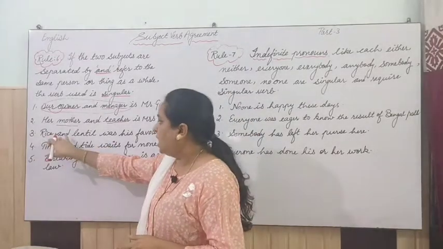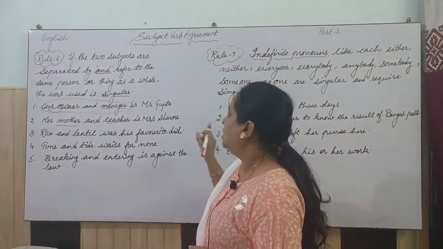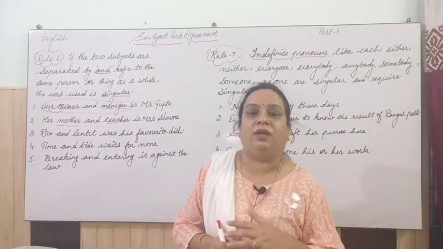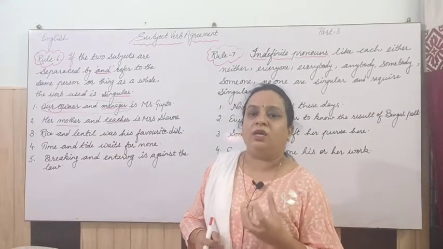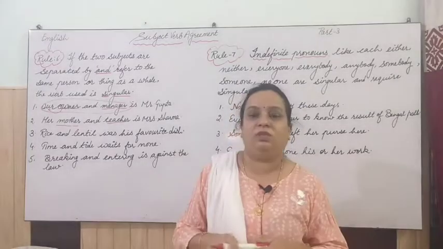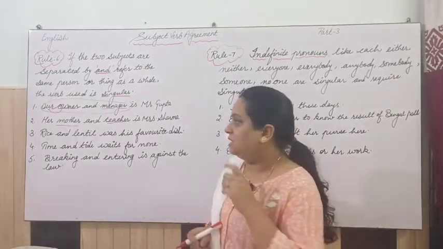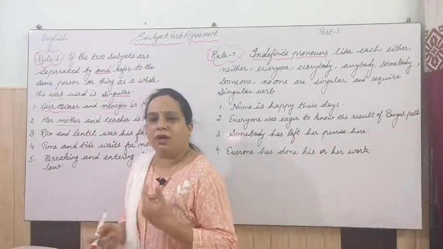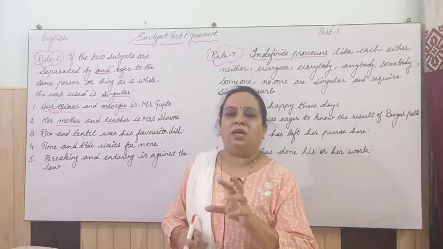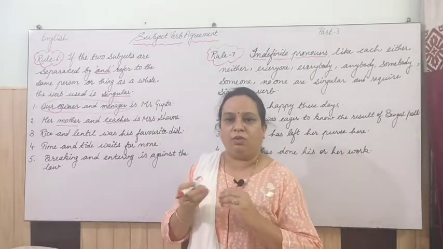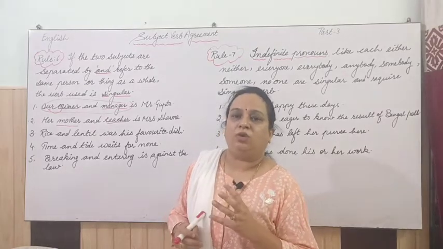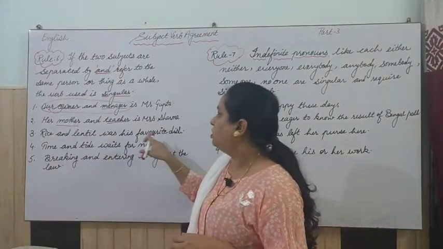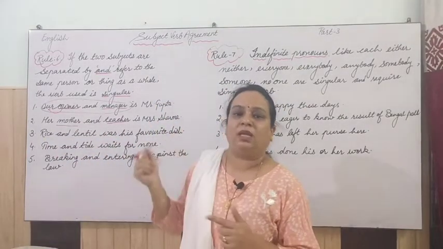Next, rice and lentil was his favorite dish. Rice and lentil is something like curry and rice. Here two things are there. Now you will say the determiners are not given, but by rice and lentil we are talking about dal here, or you may write curry and rice. They are making one dish actually, people used to have that together. So that is one thing. Rice and lentil was his favorite dish.